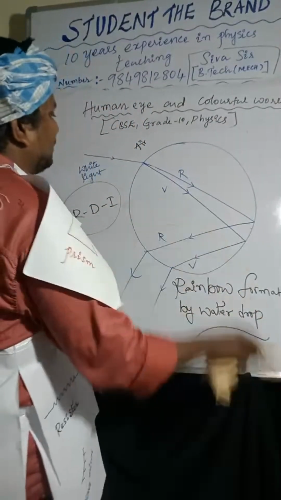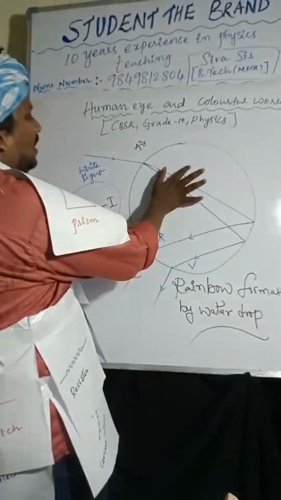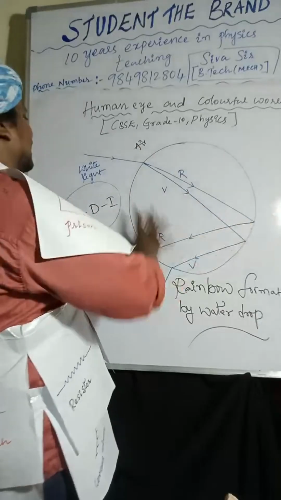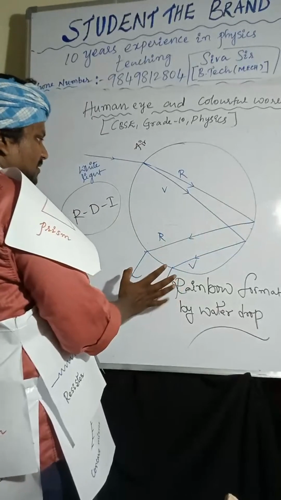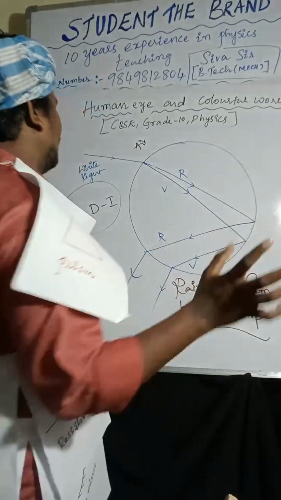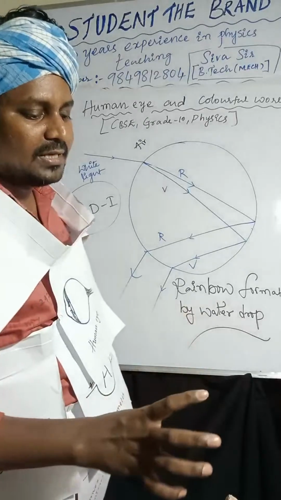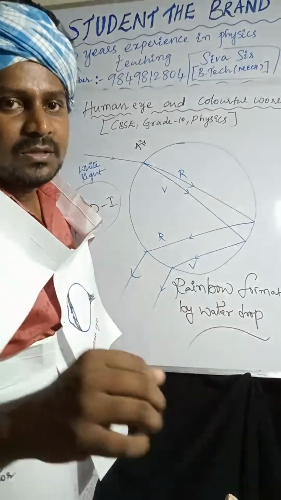So actually when light passes from air to water, refraction takes place, giving seven colors. The total light undergoes internal reflection. Then we will see the outgoing light as a rainbow.